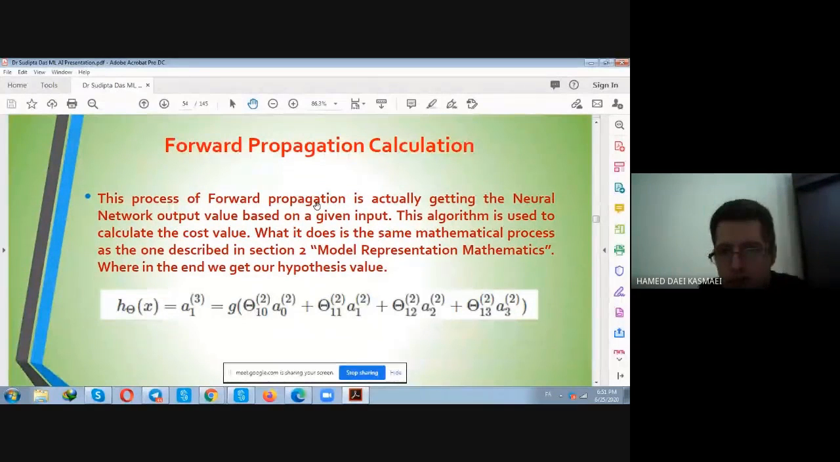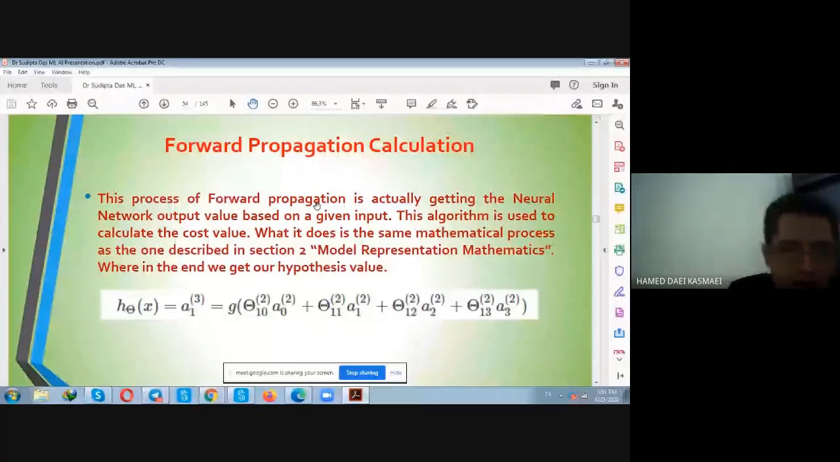This process is actually getting the neural network output value based on the given input. This algorithm is used to calculate the cost value. What it does is the same mathematical process as described in section 2, model representation mathematics. In the end, we get our hypothesis value. Again, we computed this earlier based on the compact matrix form, g of W transpose X, that we added. Do you remember this?